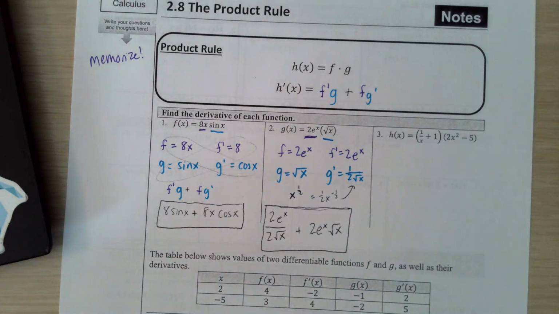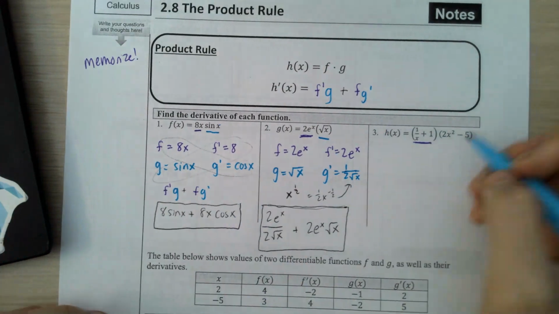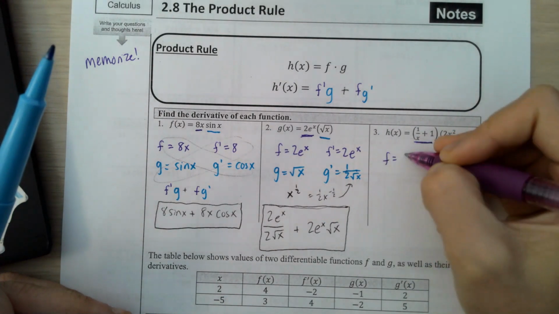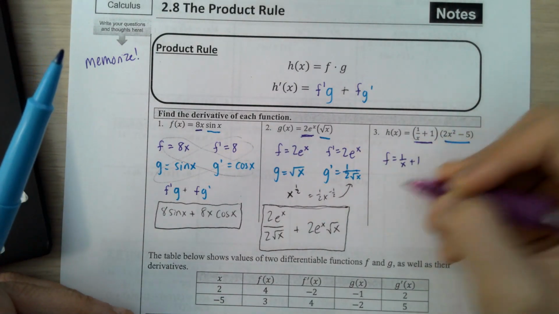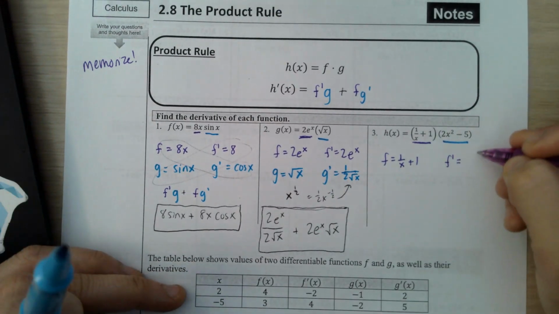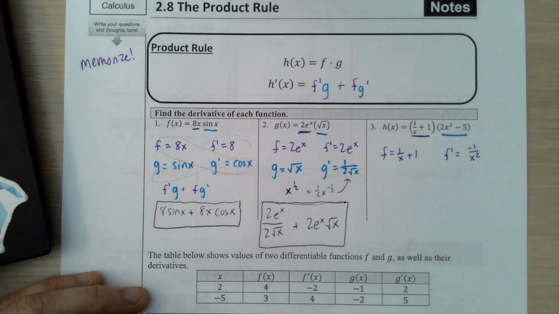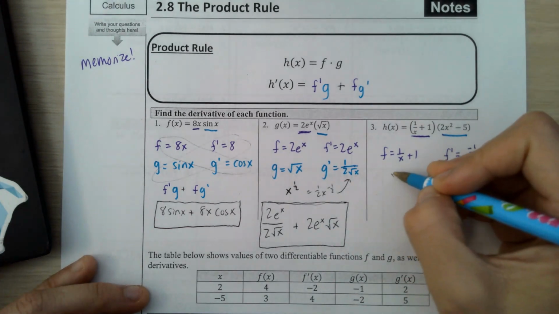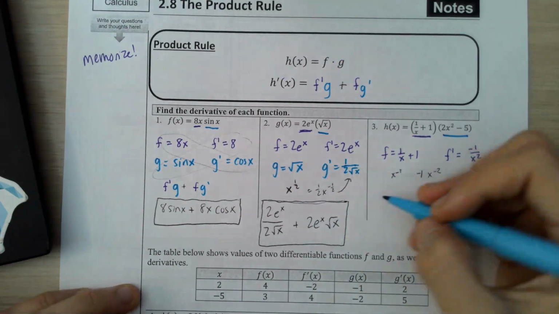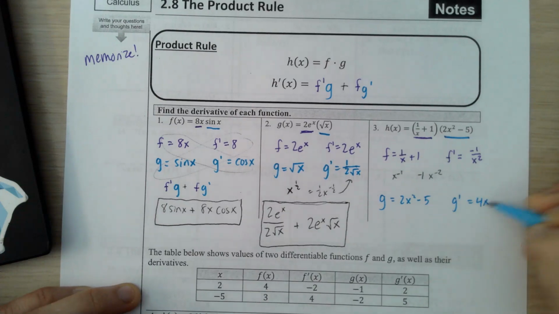All right, any questions? Okay, so for this one, we're going to make this guy our f and this our g, right? Some of these are pretty obvious. So we have f equals 1 over x plus 1. F prime equals negative 1 over x squared. If you could do that in your head, you're in a good spot. If not, it probably means you haven't been practicing enough. So we have negative 1 x to the negative 2, right? And then g, we have 2x squared minus 5, and this one's just a nice power rule, 4x.